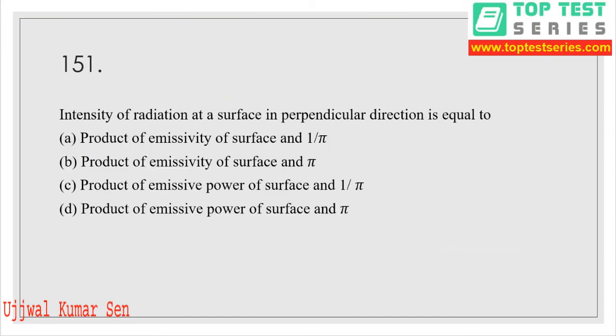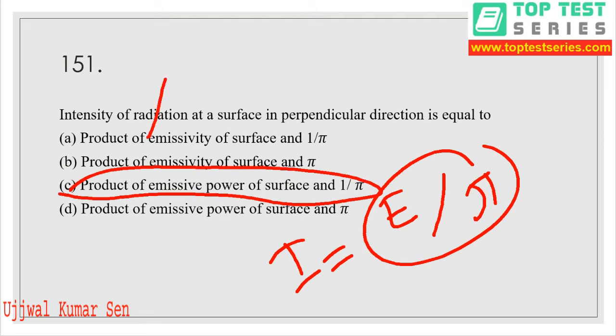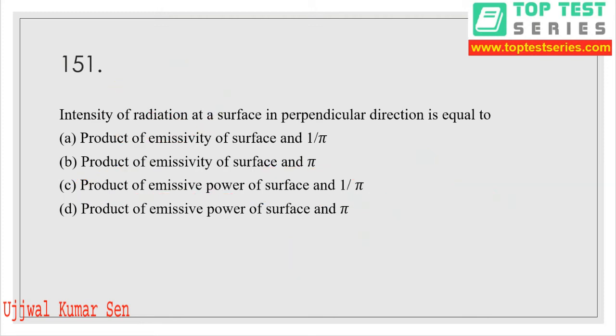Question number 151. Intensity of radiation at a surface in perpendicular direction is equal to. We know that intensity of radiation I is equal to what, my dear? E by pi. So the product of emissive power of surface multiplied by 1 by pi. Product means what, my dear? Multiple. So option C is the correct answer for that question.